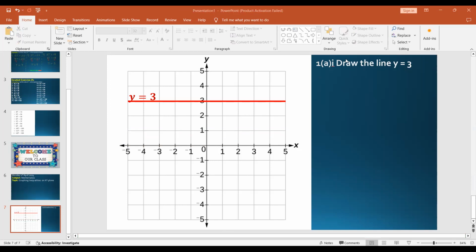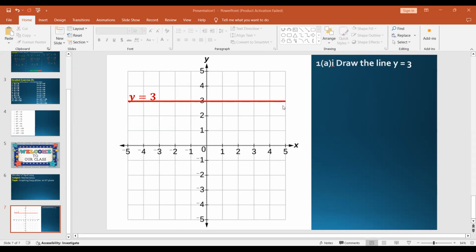Yes, sir. So we got y is equal to 3 because it's on the y-axis. On the y-axis, it's going from left to right. If you look, you could see the 3, and you just draw a line through it. Very good. So we draw a line passing through 3 on the y-axis.